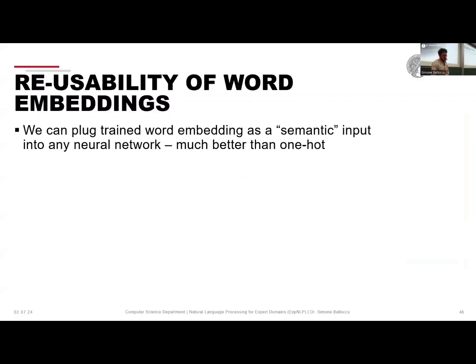And now we can cover the reusability. This is basically the same thing we saw before. We can plug word embeddings that are trained before as a semantic input into any neural network, which is much better than a one-hot vector, because those cannot be trained and don't make any sense besides converting words to numbers. And this is called transfer learning.